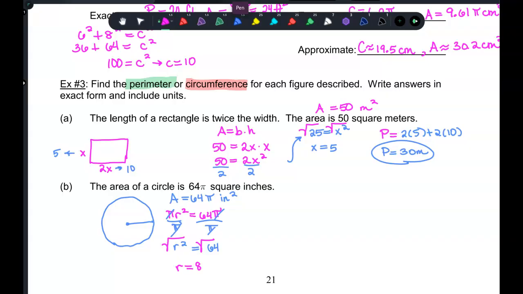And then circumference is 2 pi r. So 2 pi times 8. And I want this in exact form. Exact form means I'm not using my calculator to multiply out the pi. So that will be 16 pi inches. Plain inches for circumference and perimeter. Area is the only thing that gets the little square units.